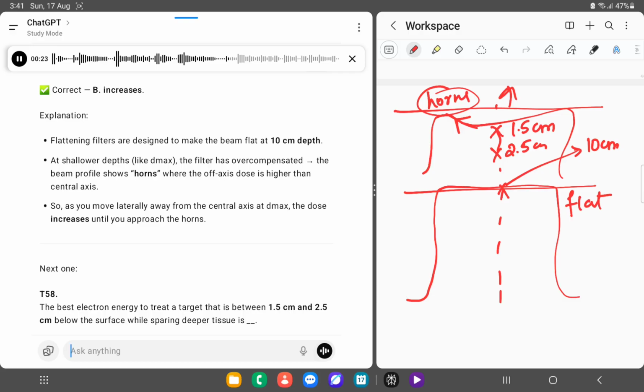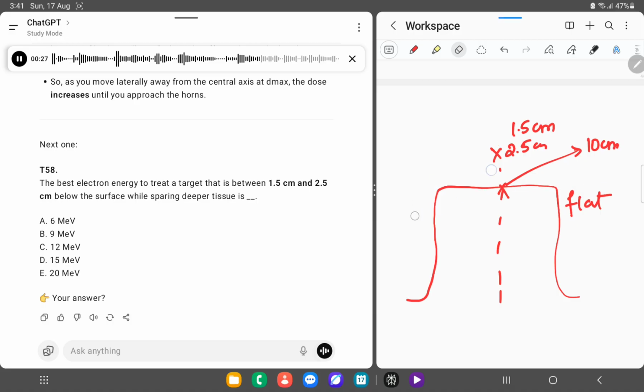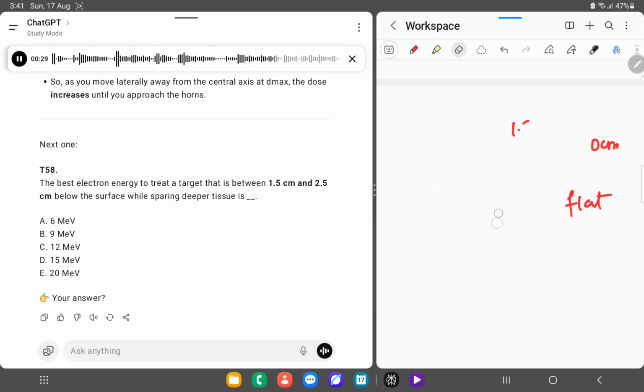Next one, T58. The best electron energy to treat a target that is between 1.5 centimeters and 2.5 centimeters below the surface while sparing deeper tissue is A, 6 MeV, B, 9 MeV, C, 12 MeV, E, 20 MeV. Your answer?